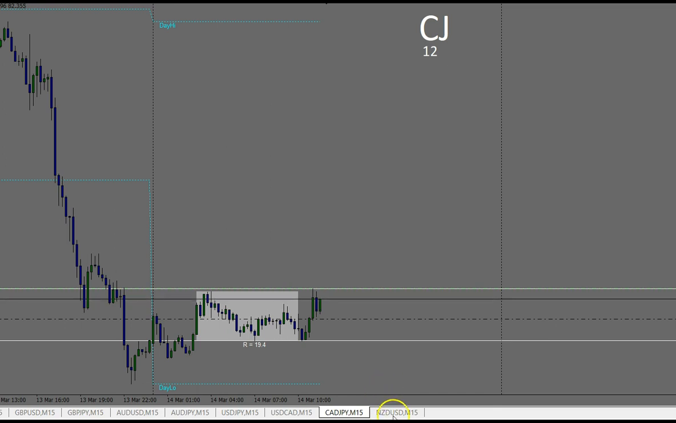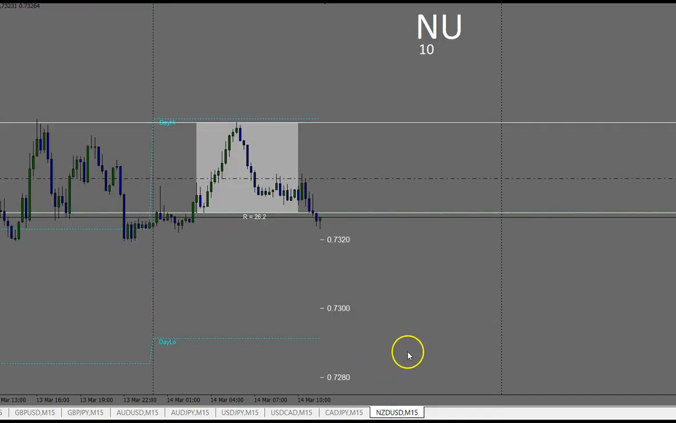I've got an order placed waiting for that to be taken if it moves up. And New Zealand dollar, US dollar, still holding that and not doing a great deal at the moment, but still hanging on to that and looking for further downside movement. Okay, I'll pause again and come back to you in a little while.